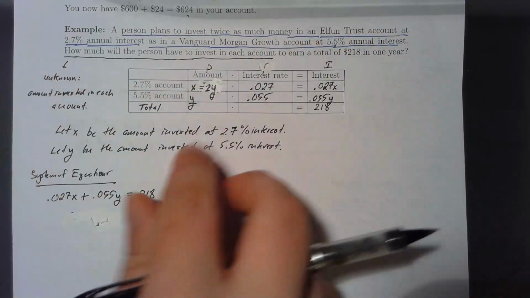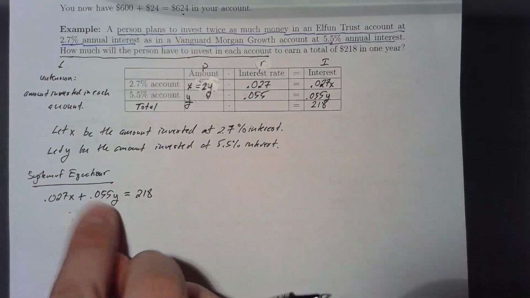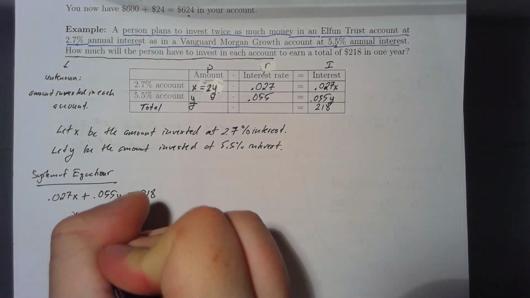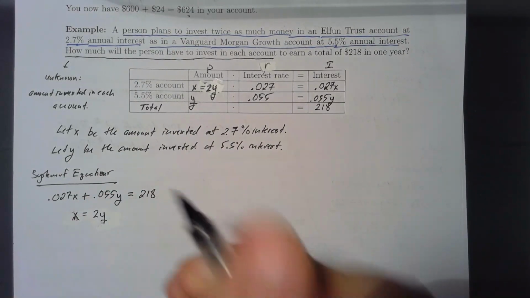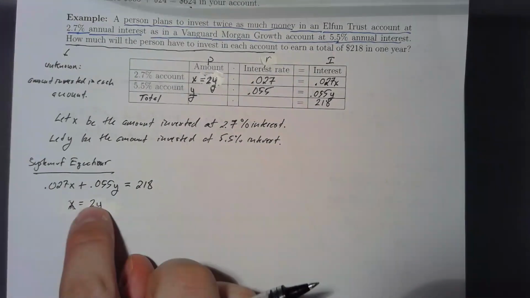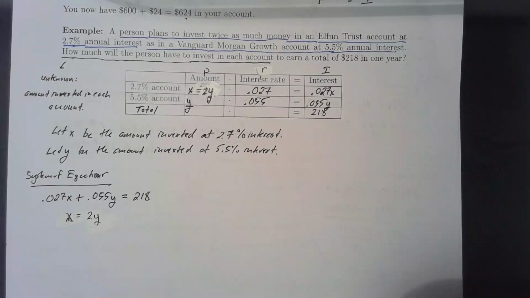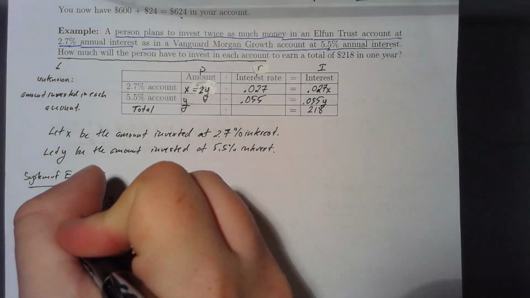So this equation is correct. And my second equation is going to be x equals 2y. I had it the other way around. I had it as y equals 2x. It should have been x equals 2y. My mistake. So those are my equations. Sorry about that confusion.